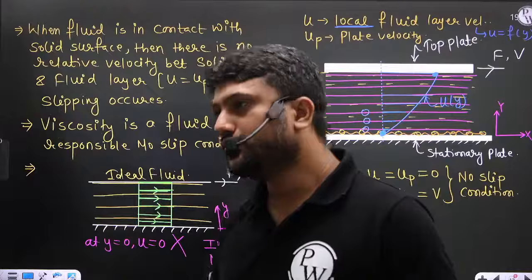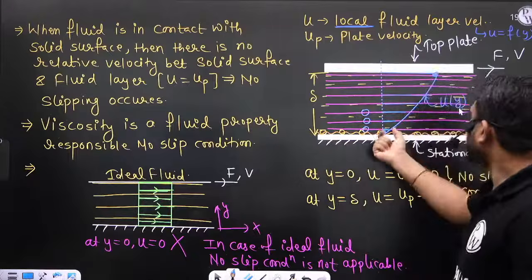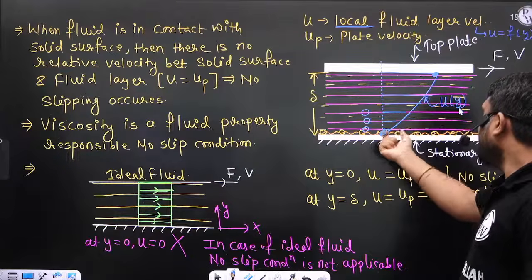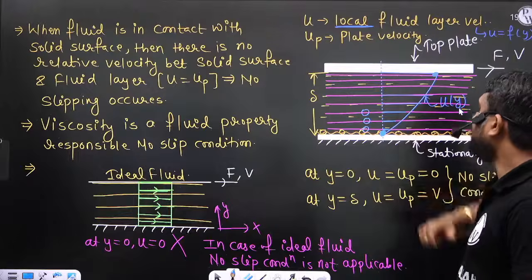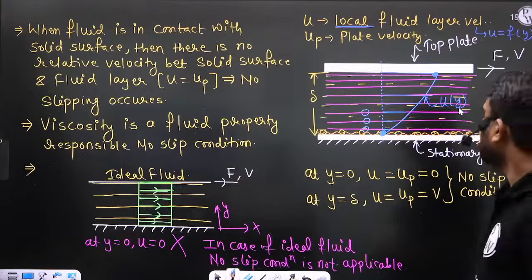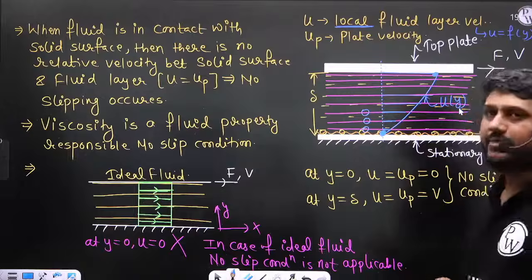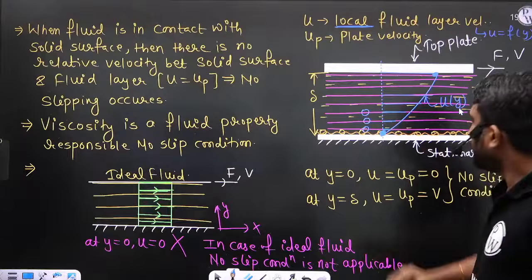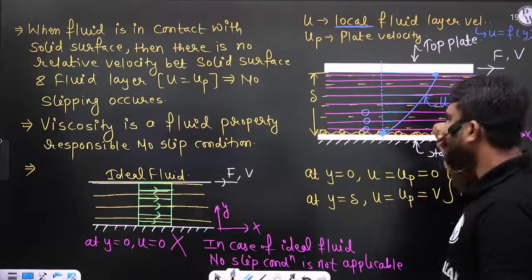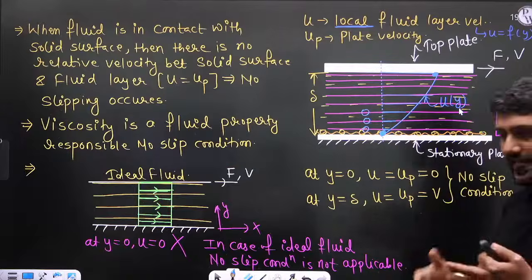At y is equal to 0, the fluid layer has 0 velocity, and at y is equal to delta, the fluid layer has velocity v, or we can say 10 meter per second. So it is very much clear, as we are moving in the y direction, that the velocity changes.